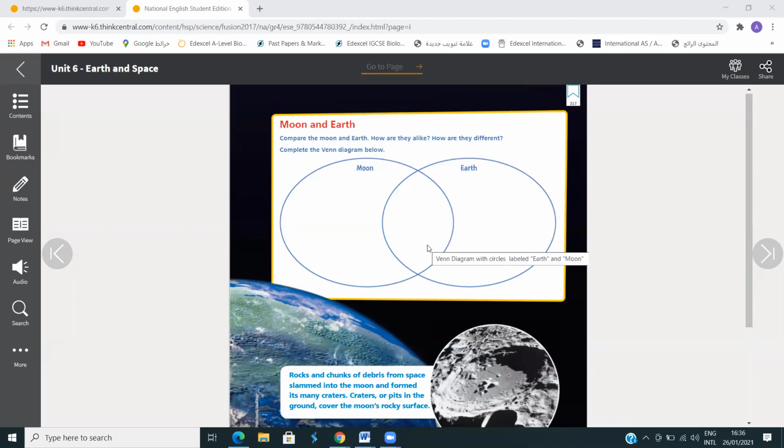Compare the moon and earth. How are they alike? How are they different? Complete the Venn diagram below. We have, for example, the moon and the Earth. What is the difference between them? My students, I will leave you just 1 minute to think in this, okay?